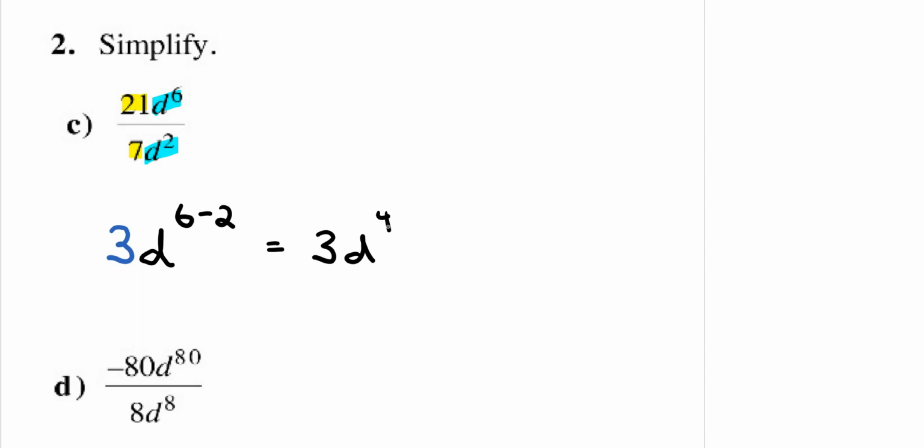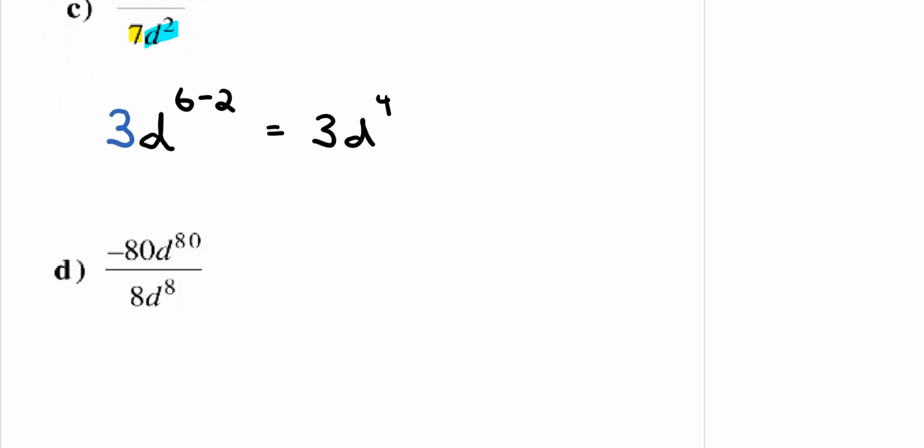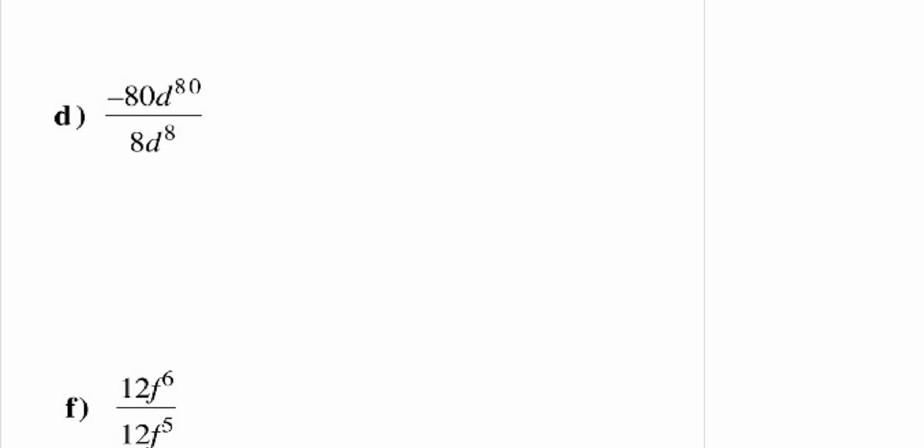Okay, so that's the answer for question 2c. Let's keep on moving along. Okay, and now we want 2d now. So the numbers or the coefficients are -80 and 8. So -80 divided by 8 is going to be -10.